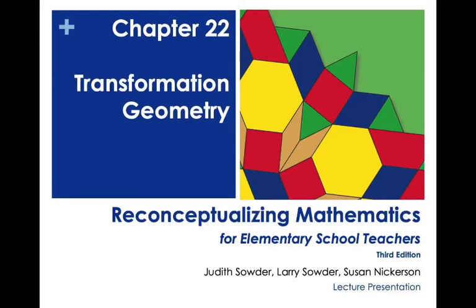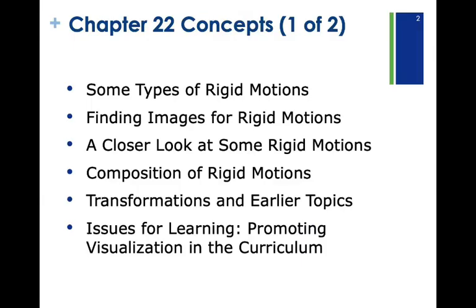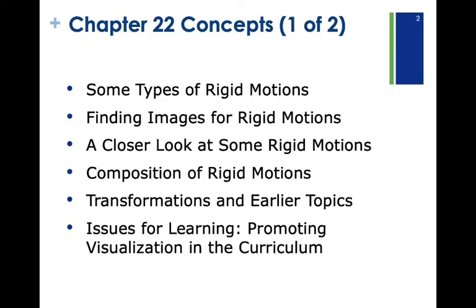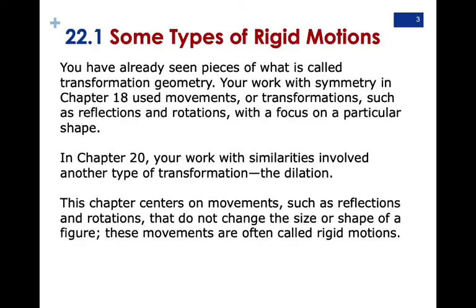Okay, so here in chapter 22, we're going to talk about transformation geometry. And so we're going to focus on rigid motions. We'll take a closer look at some of these and really clarify some vocabulary. We've already looked at some of these.